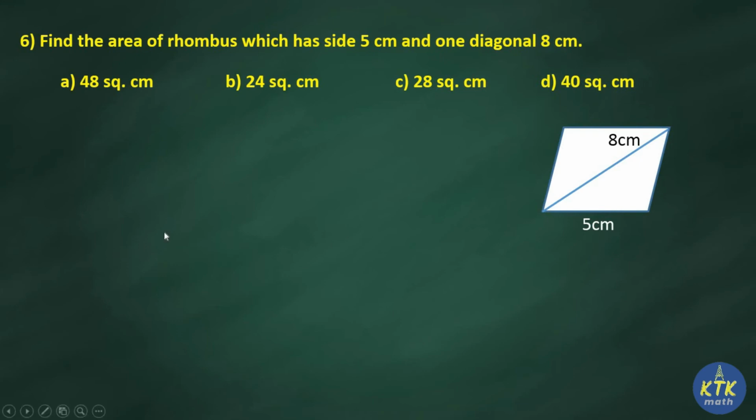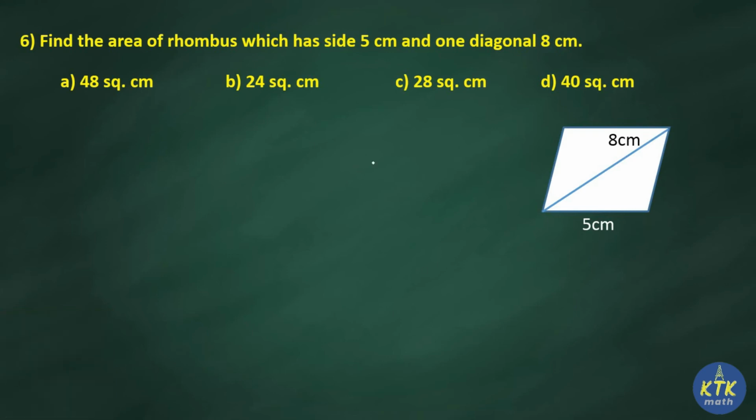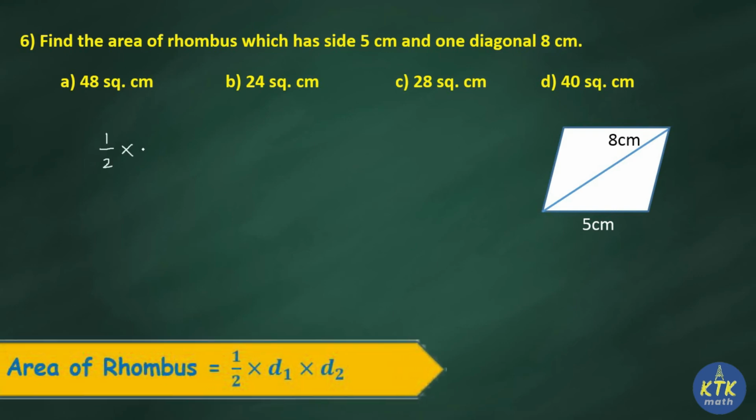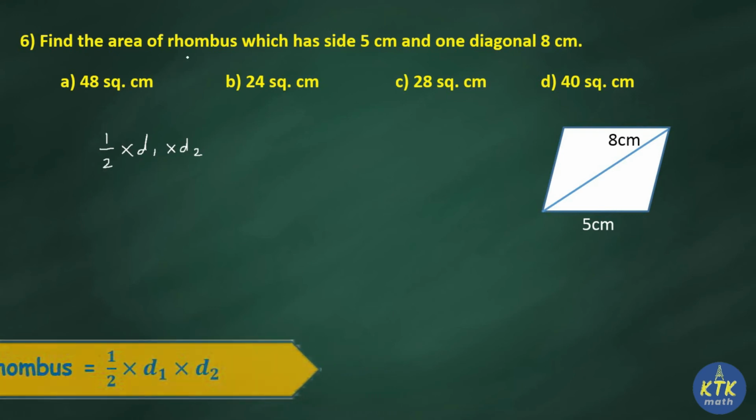Okay, so what is the formula for area of rhombus here? Area of rhombus formula is half into diagonal 1 and diagonal 2. So I can write it as half into diagonal 1 into diagonal 2. So we need two diagonals length to find area of rhombus.